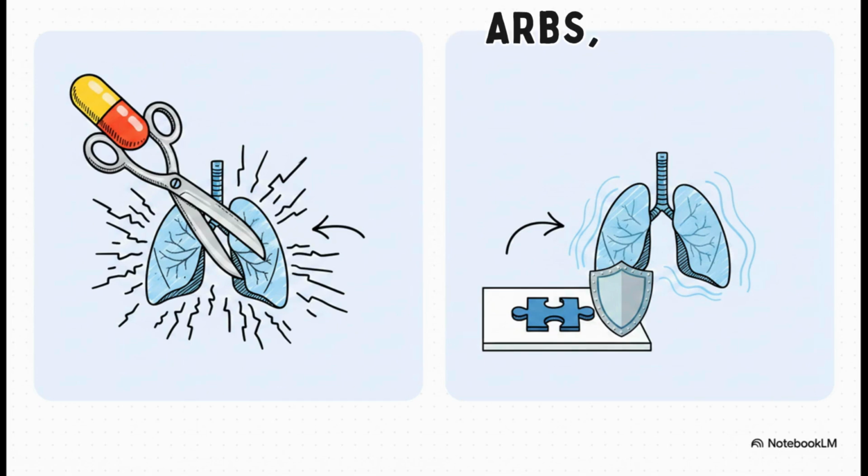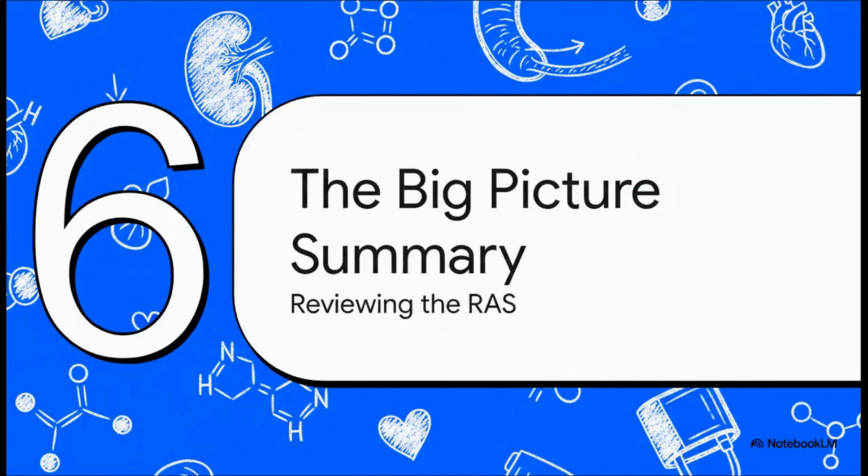Now, ARBs, often called the sartans, like losartan, take a totally different route. They just block the AT1 receptor itself. Because they leave the ACE enzyme completely alone to do its job, bradykinin doesn't build up at all. So they cleverly bypass that annoying dry cough side effect entirely, while still getting the job done and lowering the blood pressure. Which brings us to our final section, Part 6, the Big Picture Summary.